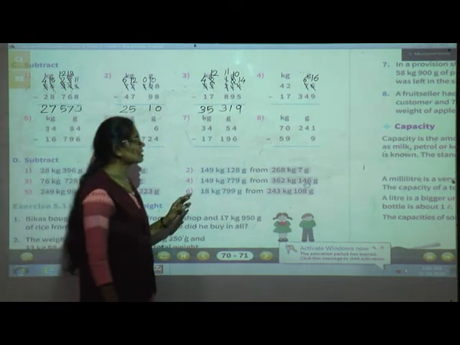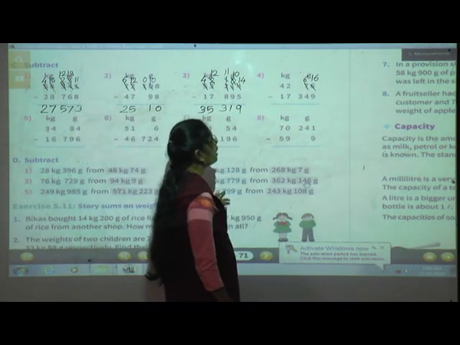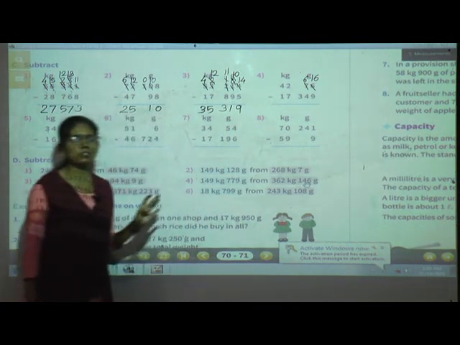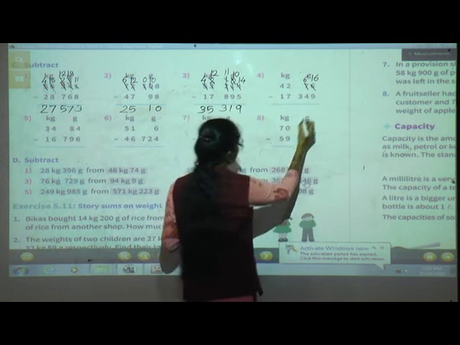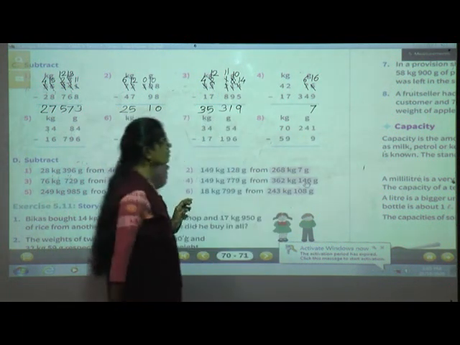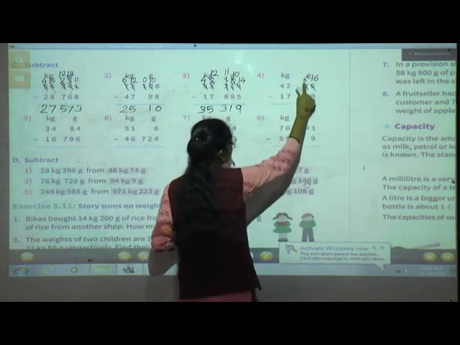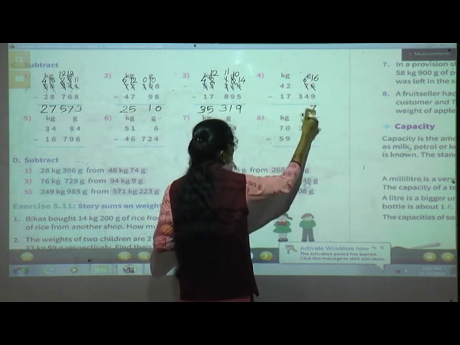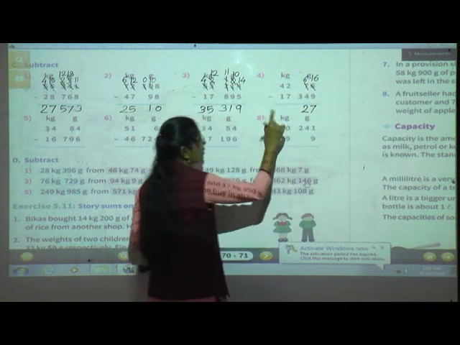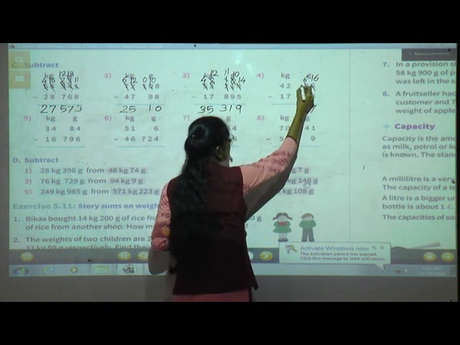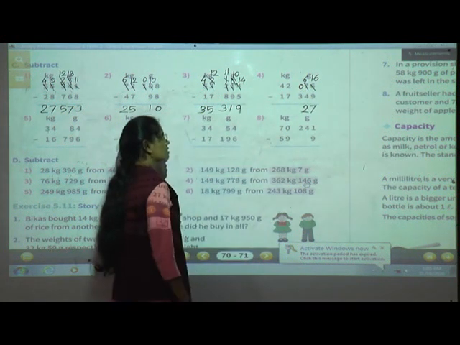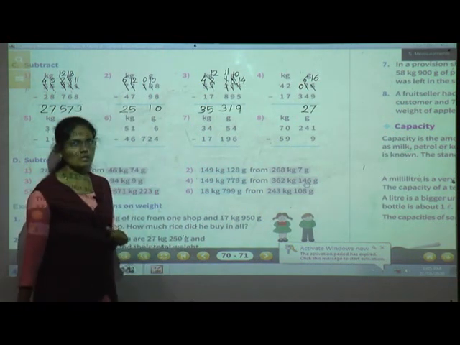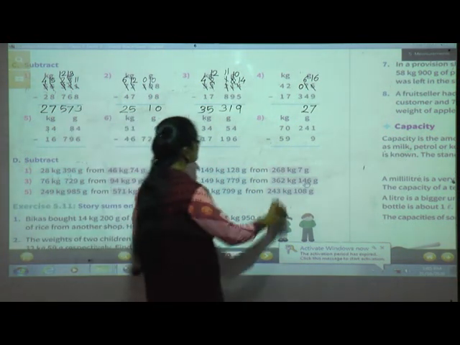Okay, now 16 minus 9. After 9, count your fingers till 16. Yes, 16 minus 9 is 7. So write here 7. Then see here 6 minus 4, 2. Okay, now here nothing is there, means here 0 is there. So 0 minus 3. Again 0 minus 3 is not possible. So again we'll move to the next neighbor.